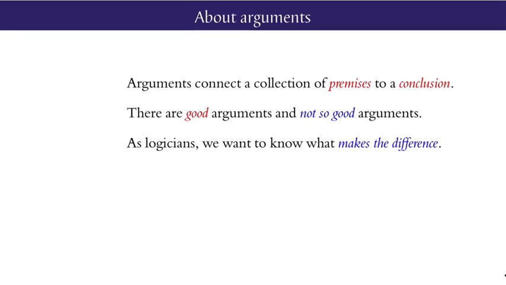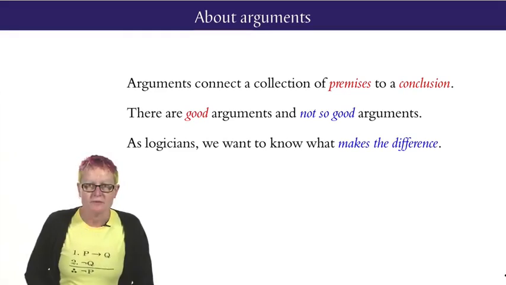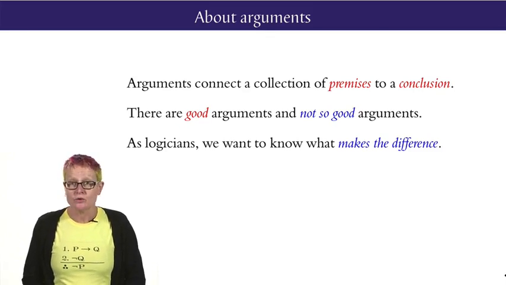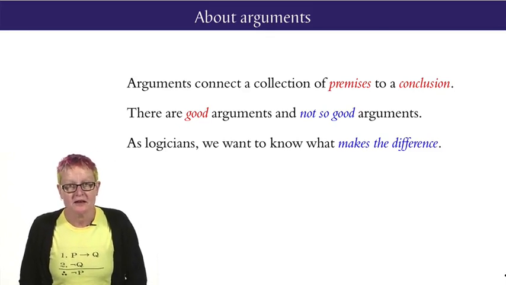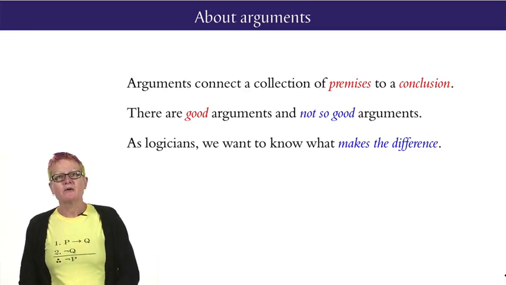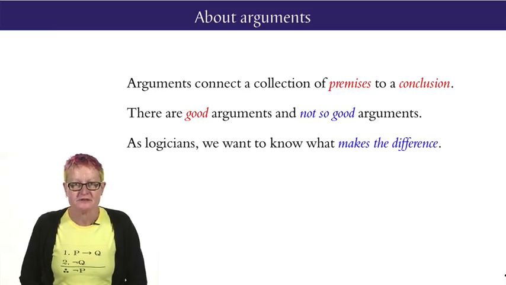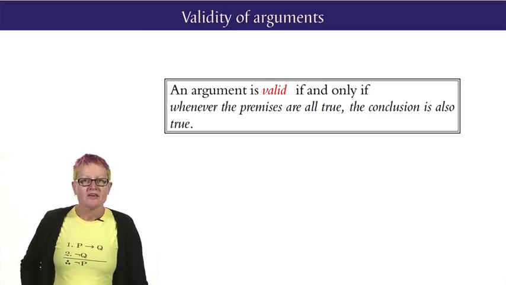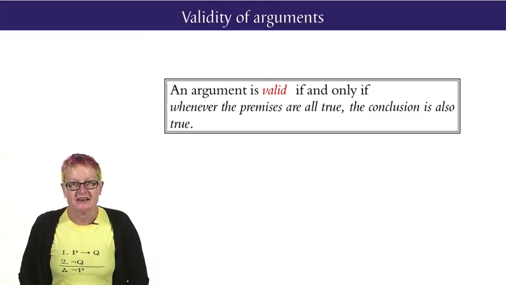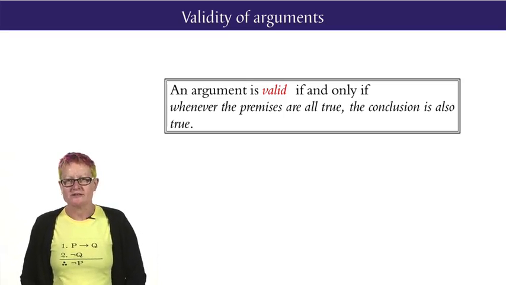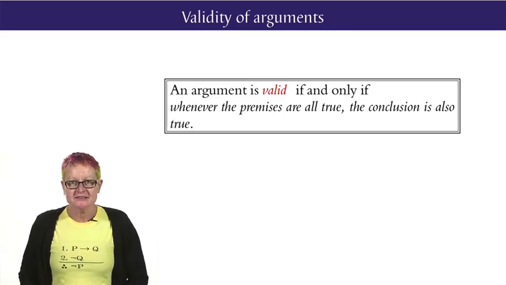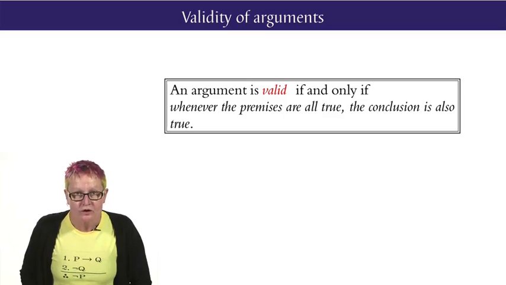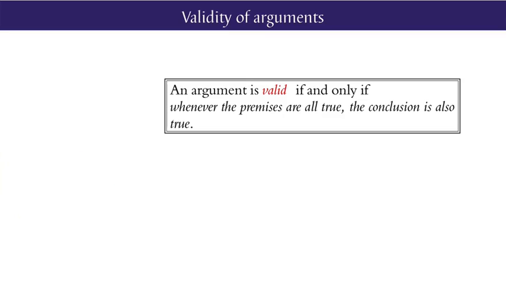Arguments connect a collection of premises to a conclusion. One of the key things we want to know about arguments is which ones are good and which ones are not so good. As logicians, in particular, we are interested in what makes the difference between good and bad arguments. The key concept here is that of validity for arguments, which is defined as follows. An argument is valid if and only if, whenever the premises are all true, the conclusion is also true.